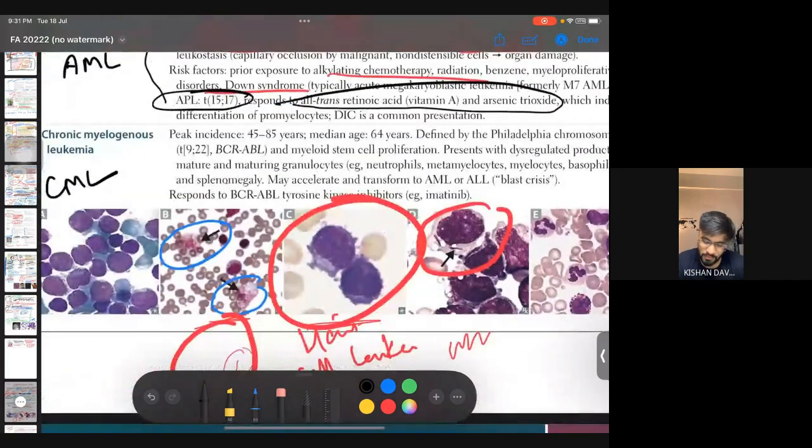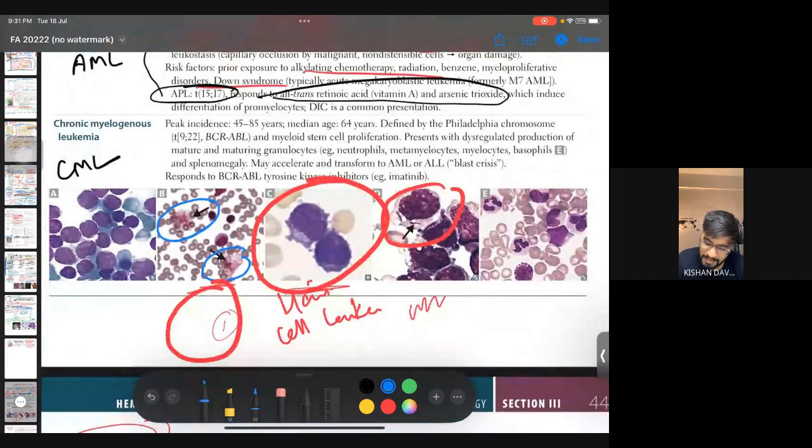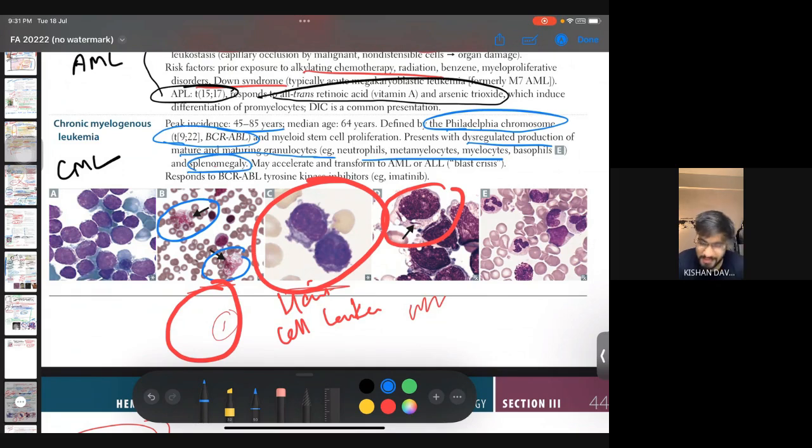Coming to the CML: peak incidence 45 to 80 years, defined by the Philadelphia chromosome. Now, what is the Philadelphia chromosome? t(9;22) BCR-ABL. Another translocation that you need to remember. Presents with dysregulated production of mature and maturing granulocytes. Splenomegaly can also occur in some cases. It may accelerate and transform to AML or ALL, and responds to BCR-ABL tyrosine kinase inhibitors, imatinib. Imatinib is important over here.